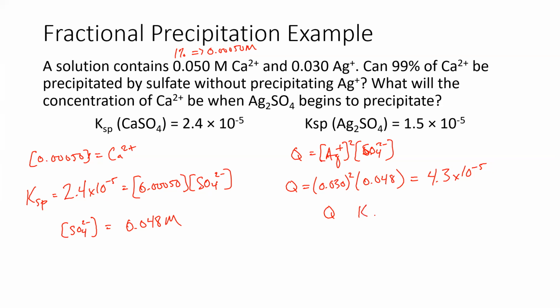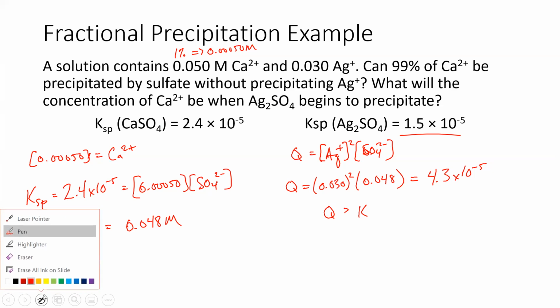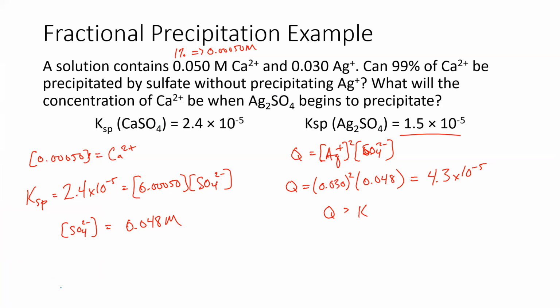Okay, Q and K, let's compare them. Q is greater than K. Yeah, good chance to review the flub up I made earlier. Q greater than K, that means we have too much product. Too much product means we shift back to reactant.